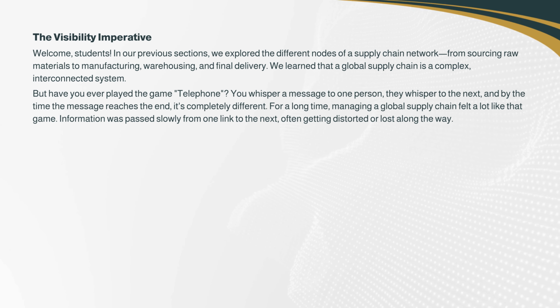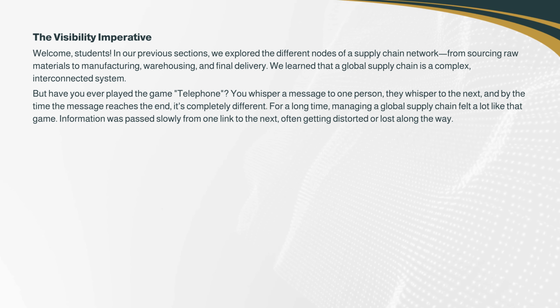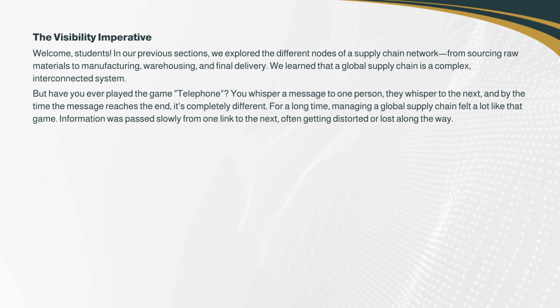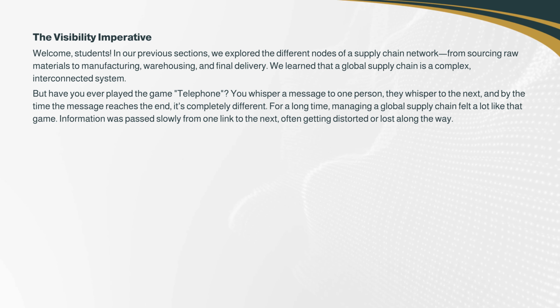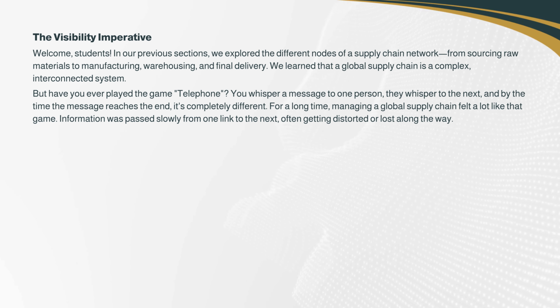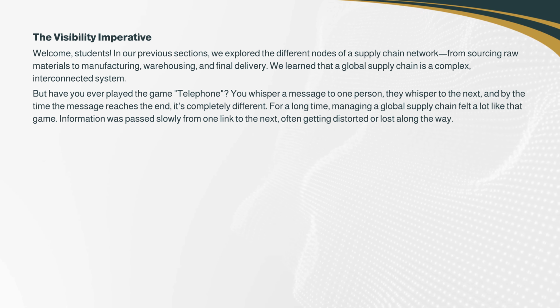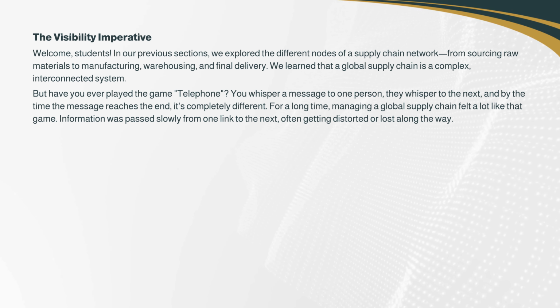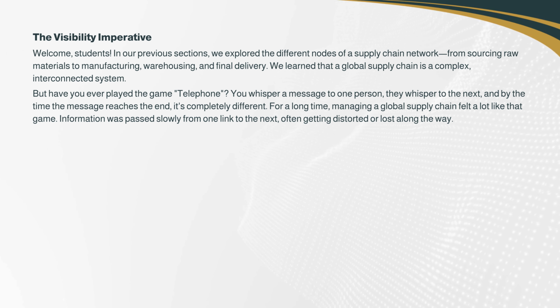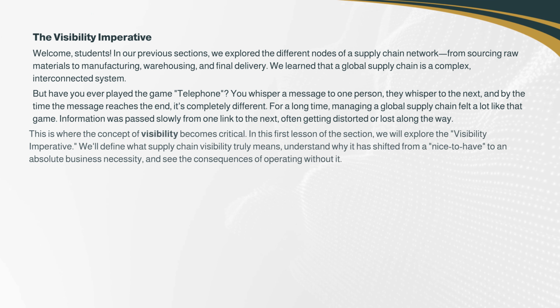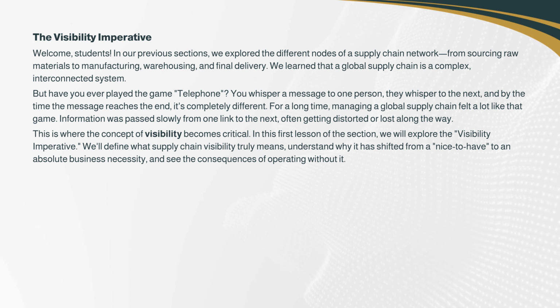But have you ever played the game, telephone? You whisper a message to one person, they whisper to the next, and by the time the message reaches the end, it's completely different. For a long time, managing a global supply chain felt a lot like that game. Information was passed slowly from one link to the next, often getting distorted or lost along the way. This is where the concept of visibility becomes critical.